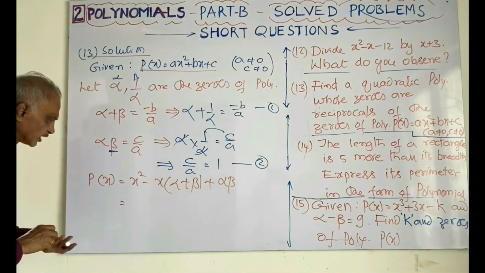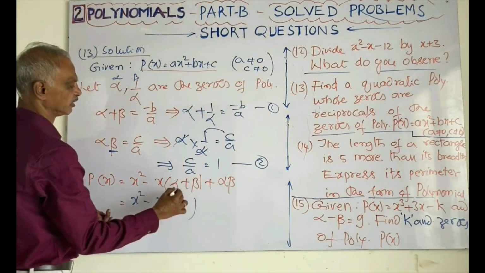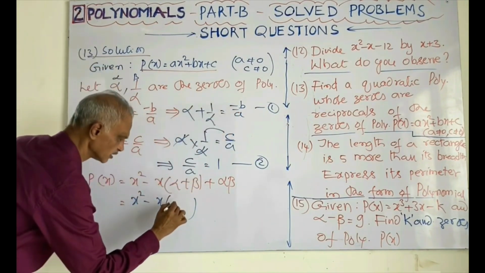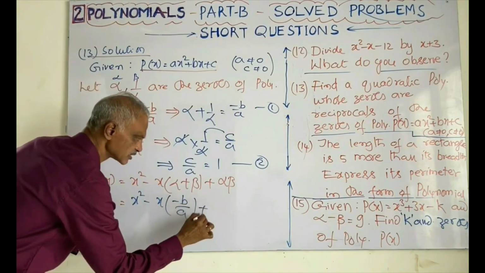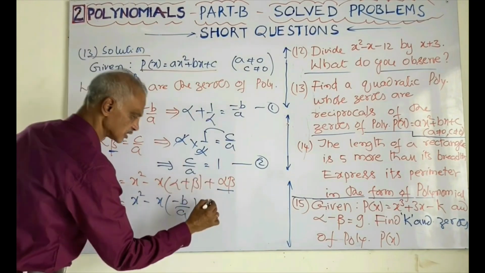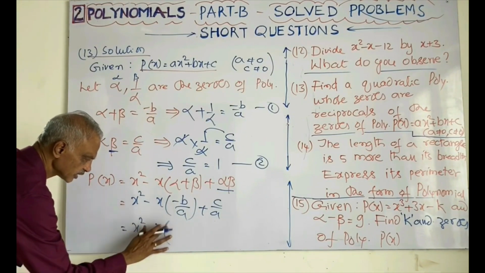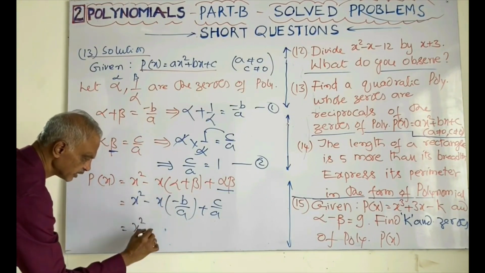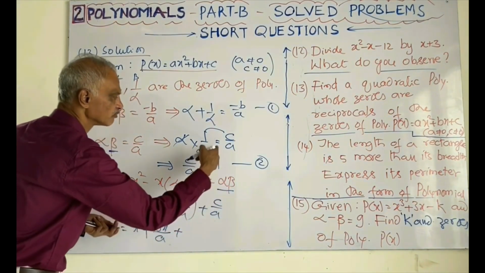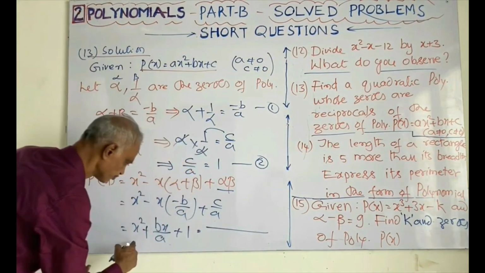Now you see x square minus x into alpha plus beta. What is alpha plus beta here? Alpha plus 1 by alpha is minus b by a. Plus alpha beta, which here is c by a. Now x square minus x into minus b by a, this can be written as plus bx by a, plus c by a. What is the value of c by a? It is 1. Therefore, if you take the LCM, a is the LCM.